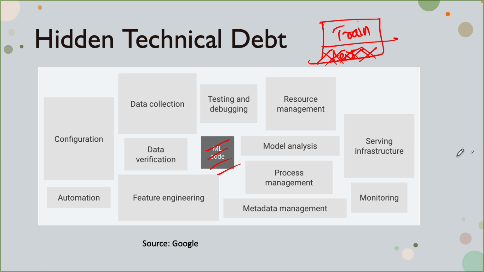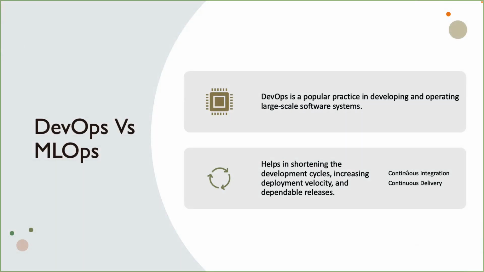Here, when we talk about DevOps, what exactly is DevOps? DevOps is a popular practice in developing and operating large scale software systems. By using DevOps, we get benefits like shortening the development cycle and increasing the deployment velocity, which means you can push the application version as and when it is ready, and it will have a dependable release. So these are some of the great benefits that we have got with DevOps.